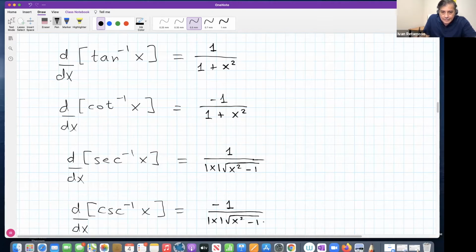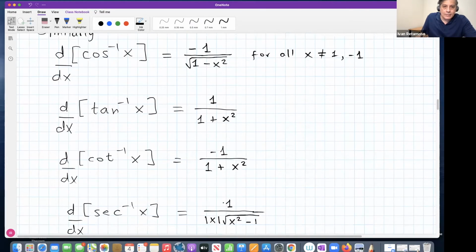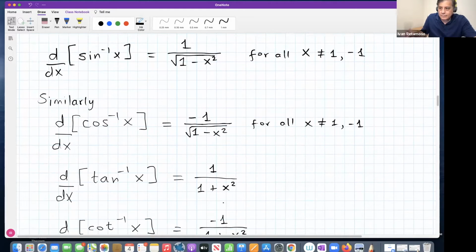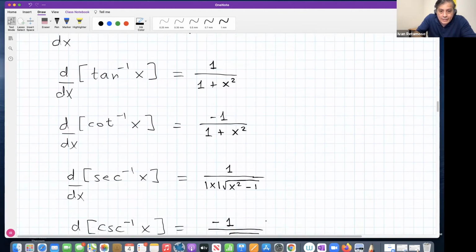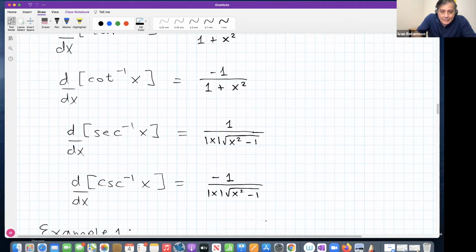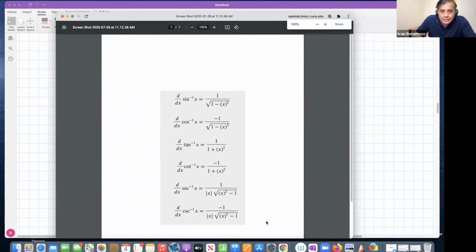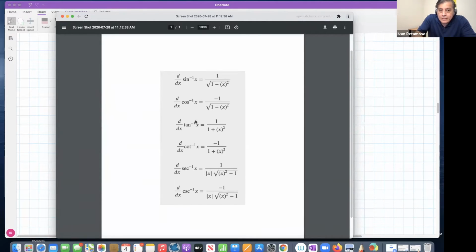Very good. Now you may say, Professor, so many formulas to remember, right? 6 formulas here just given to us. Yeah. Guys, it's a natural thing to say, right? So for you to remember these formulas, I have attached on our website, under course materials, important sheets, this set of formulas, right? They are all there. Look, the first one, derivative of sine inverse, 1 over the square root of 1 minus x squared.